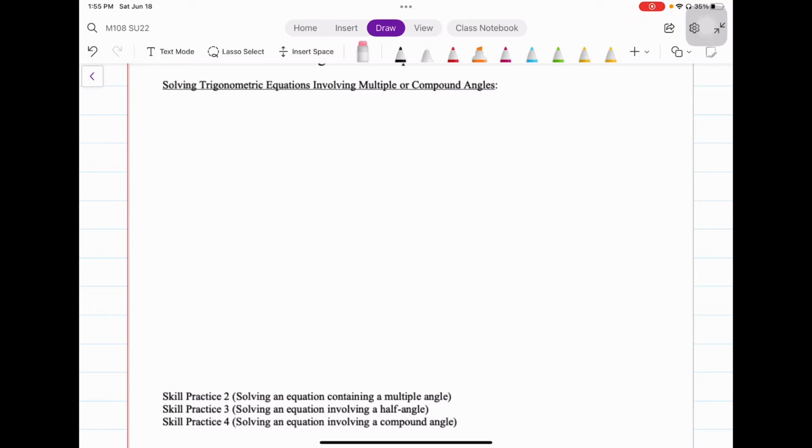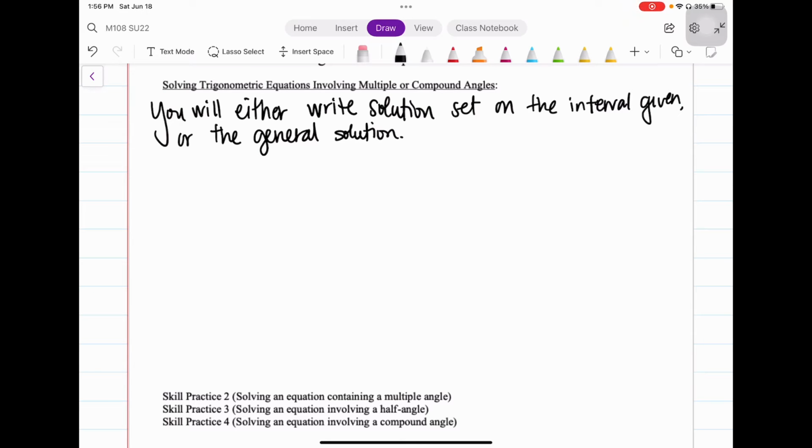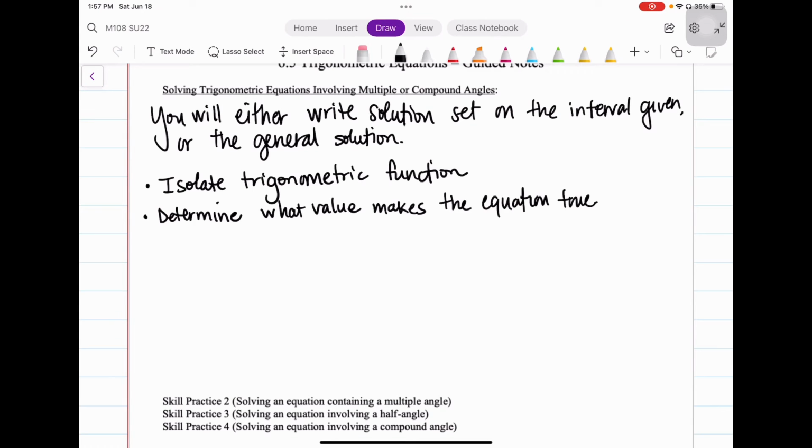The first thing that you do when you're solving equations involving multiple or compound angles is isolate the trigonometric function. Once you've isolated the trigonometric function, then you need to determine what values make that trigonometric function true. When is it that sine of x equals root 2 over 2? Something along those lines.